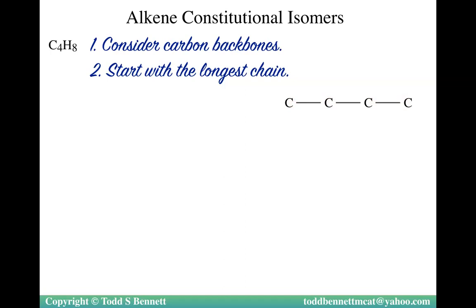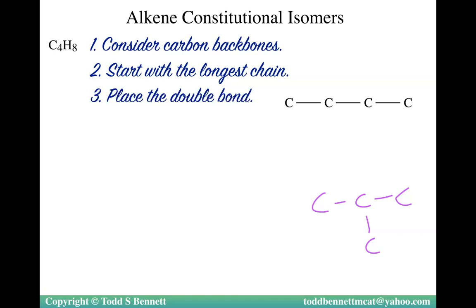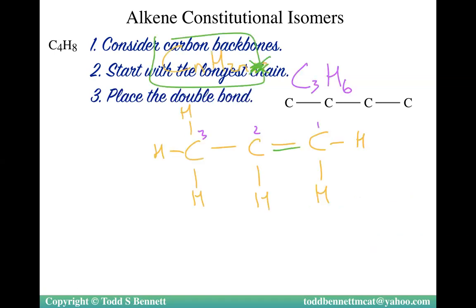4 and 3, where it's on a middle one. Can't put it on a terminal one because that extends a chain. So there's only 2 chains, the longest one of 4, and then the 3. But now I want to place a double bond. So I'm going to get rid of that. I'm ahead of myself here. Oops.